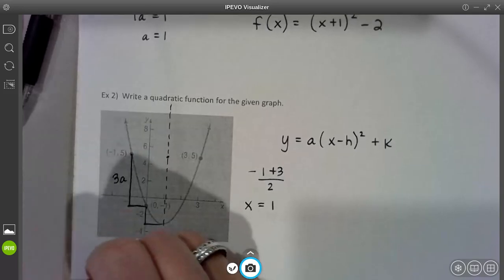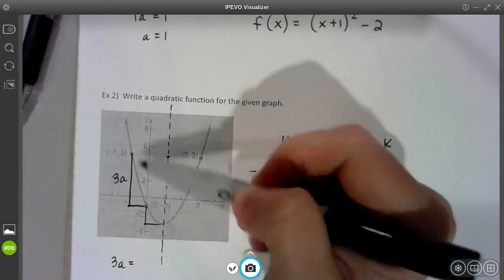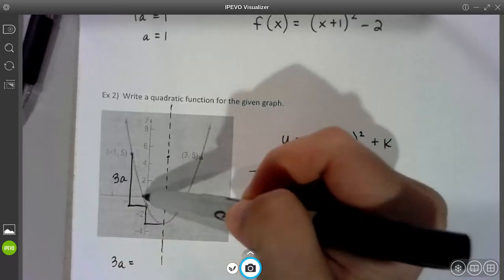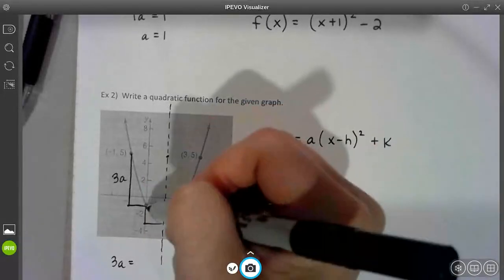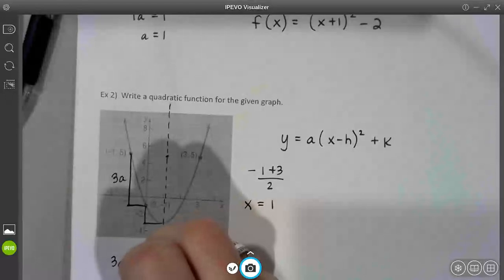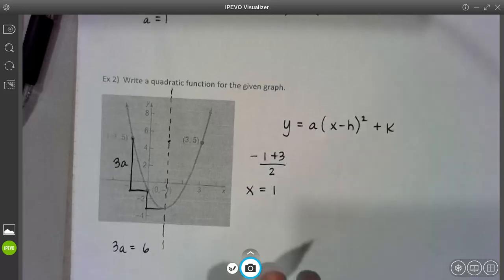So I do know that 3a has to equal, well, how much did you go up from this dot to that dot? This is 5, this was -1, that's 6 units. You went up 6 units from this dot to this dot. So you know 3a has to equal 6 units. And it's got to be positive because you were going up. And you'll be able to get a is 2.